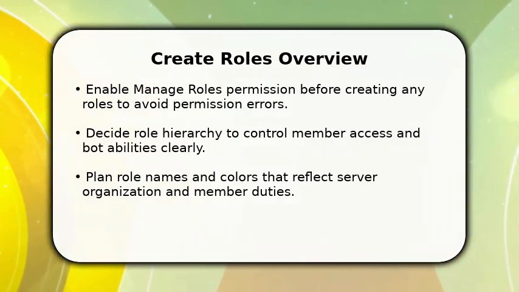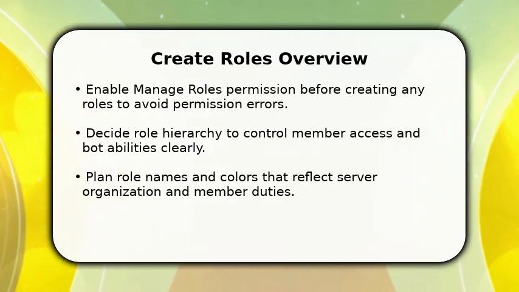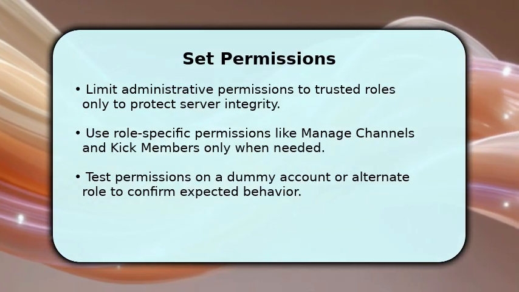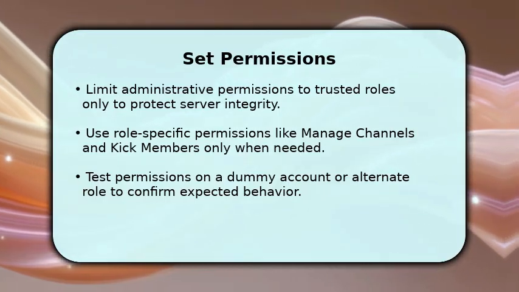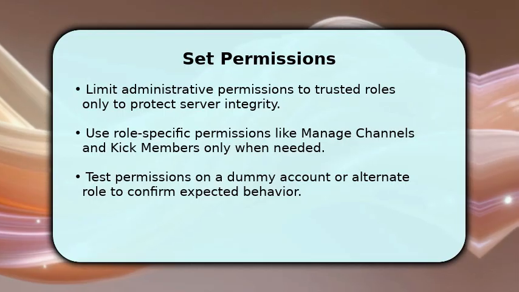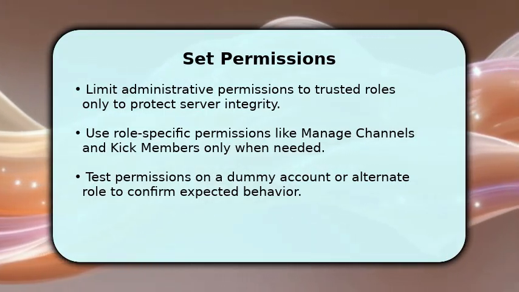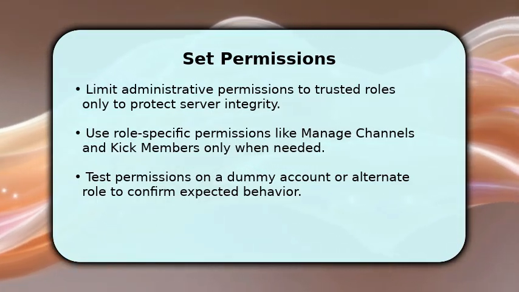I will show step by step how to assign permissions and how CarlBot can automate role assignment. When setting permissions, take a cautious approach and only grant elevated powers to trusted roles. In the Roles tab, choose each permission deliberately, and remember to lock off dangerous toggles like Administrator unless absolutely required. After adjusting, move the role in the hierarchy to reflect its authority.